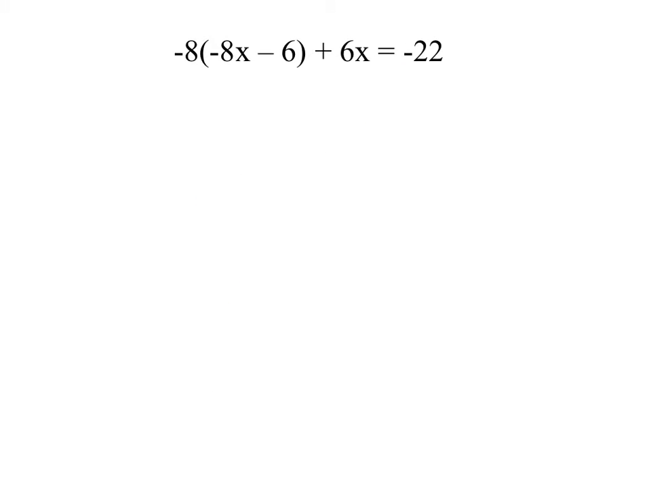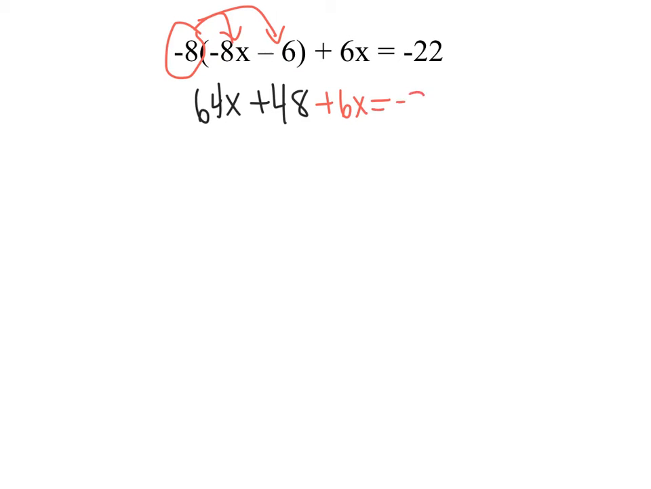For our second problem, I'm going to distribute the -8 first. A negative times a negative is a positive 64x, and a negative times a negative is a positive 48. And I bring down everything I didn't use, the +6x, the equal sign, and the -22. So all I've done is simplify that first part. I can now combine my like terms.